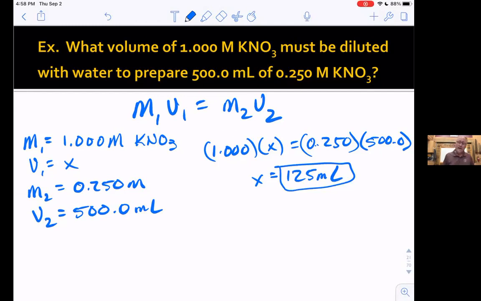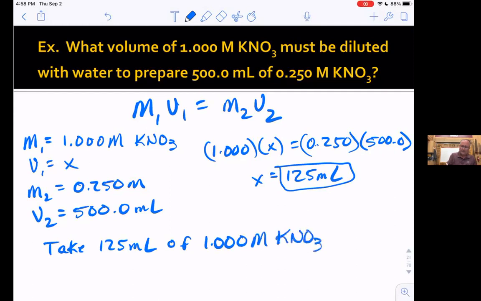Excuse me. You will actually have to be able to describe in words how to create this solution. And I'm going to go ahead and do that here, even though it's not really in the PowerPoint. It is a little bit later, but whatever. I would say that you take 125 milliliters, or obtain 125 milliliters, of 1.000 molar potassium nitrate. And you could get crazy here and say in a graduated cylinder. Sure. Or you could say using a graduated cylinder, measure 125 milliliters of 1 molar potassium nitrate.